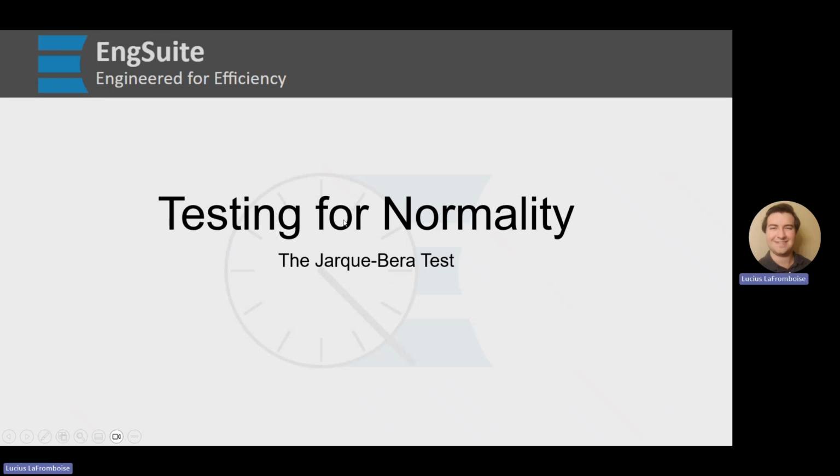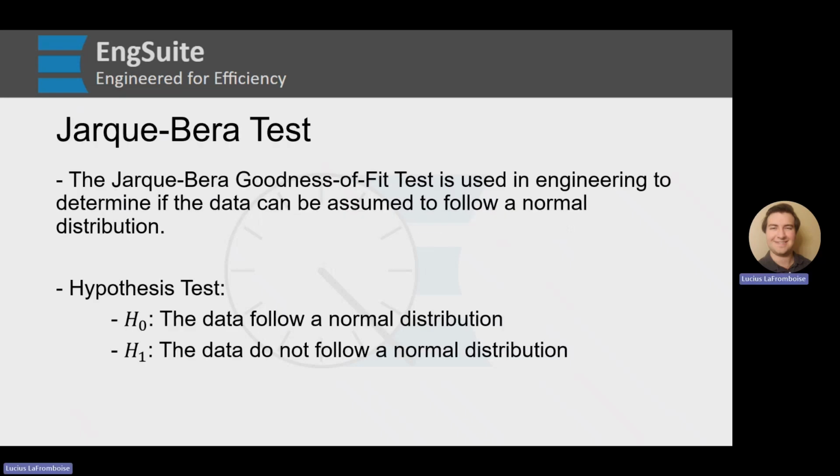Hi there, this is Lucius Laframboise from ENG Suite, and today we're going to continue testing for normality by learning about the Jarque-Bera test. The Jarque-Bera goodness of fit test is another test used in engineering to determine if the data can be assumed to follow a normal distribution.